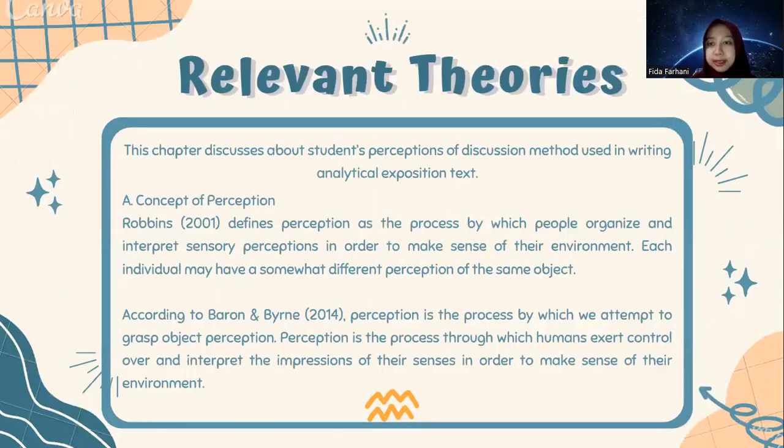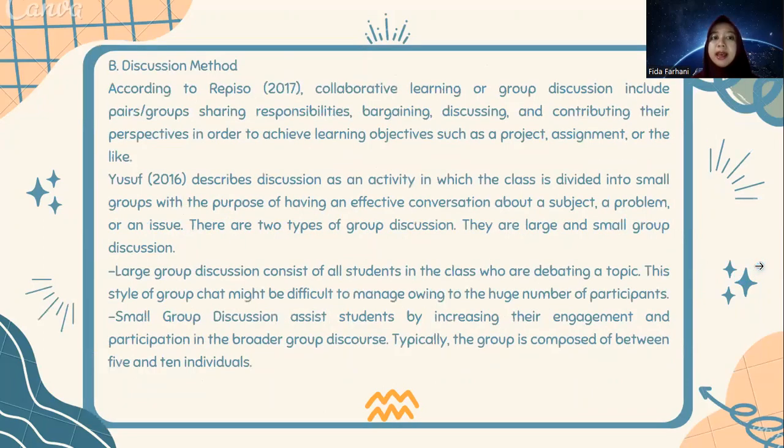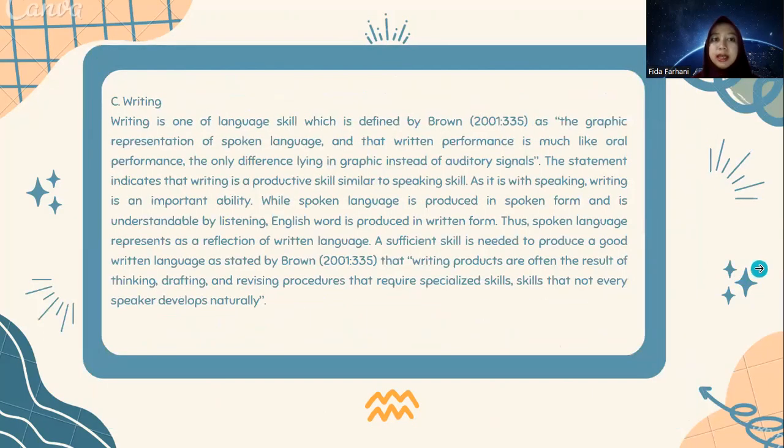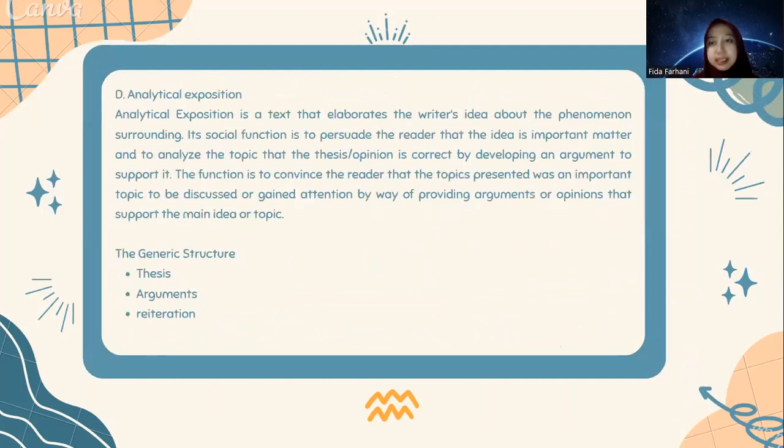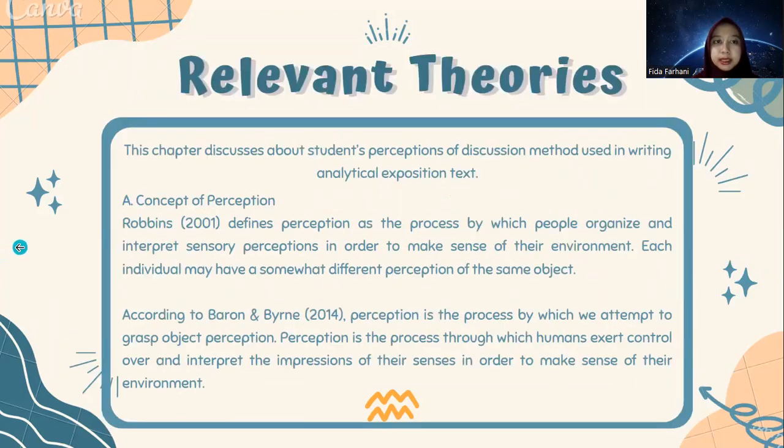Here are the relevant theories. This chapter discusses students' perception of the discussion method used in writing analytical exposition text. The first one covers the concepts of perception, discussion method, writing, and analytical exposition. The first one is perception, because my title is about perception, of course. This is very important, so I placed it first.